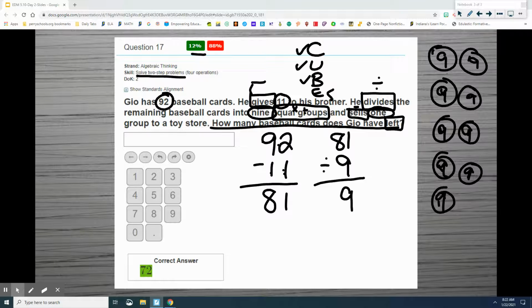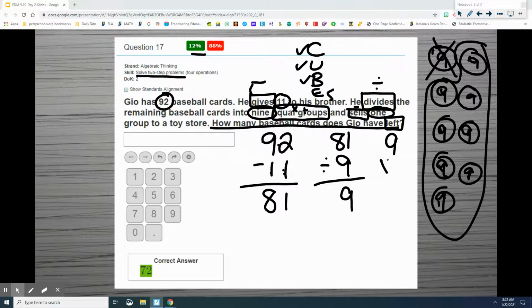because he sells one group to the store. So I'm looking at he sells one of these. So he doesn't have 9 groups anymore. He has 8 groups. And then it says how many does he have left? Well, what he has left is all of these. One way that I could look at it is to say 8 groups of 9. So I'm going to do 9 times 8, and that equals 72. So I could solve it that way.